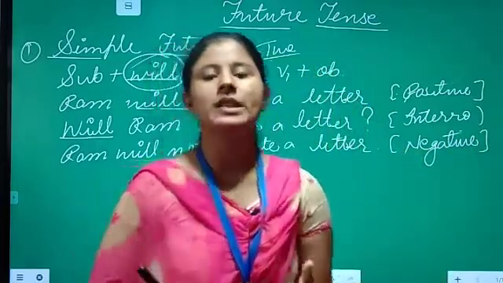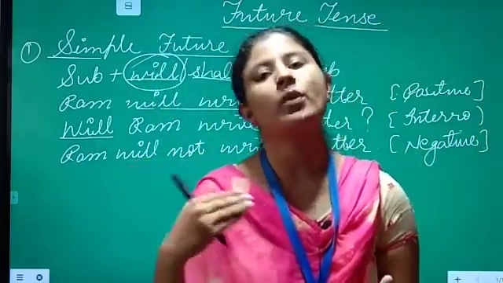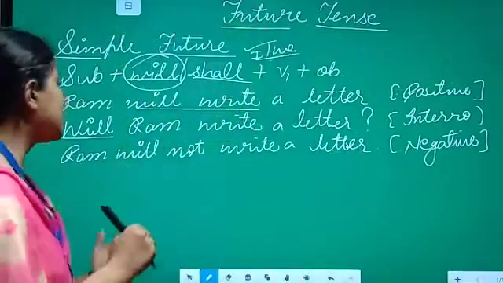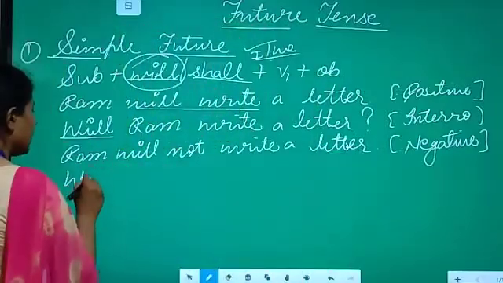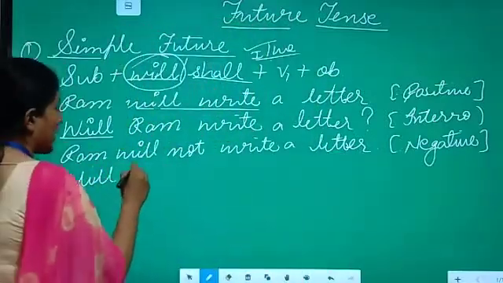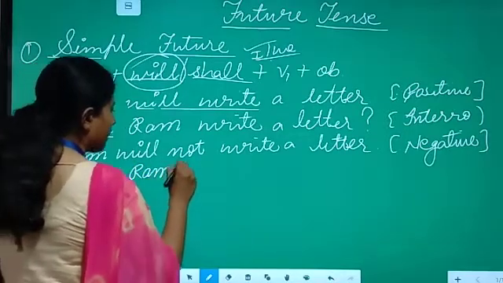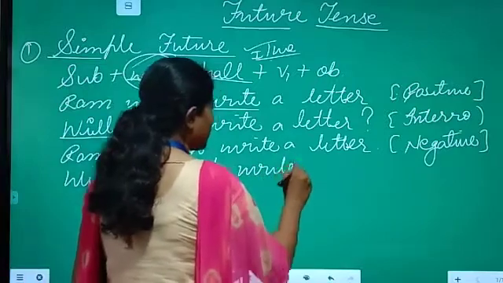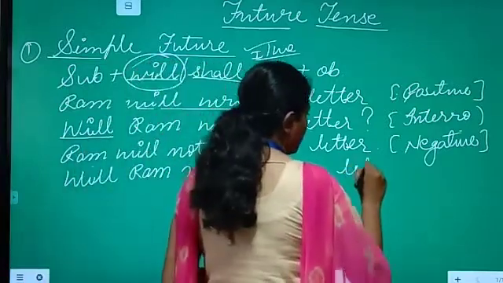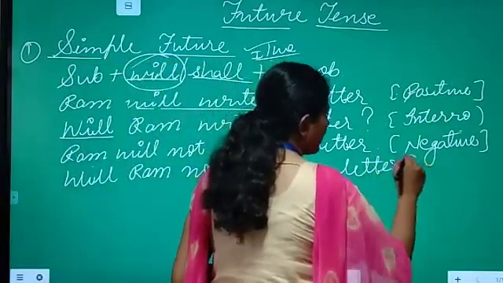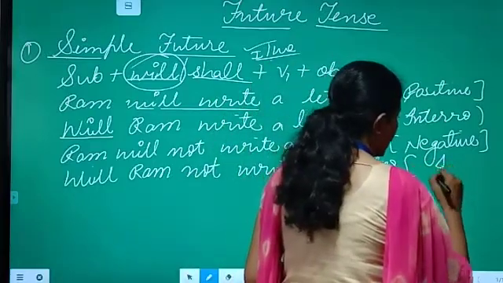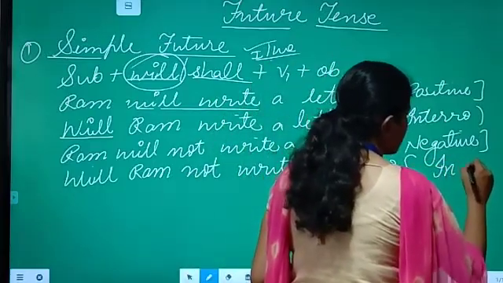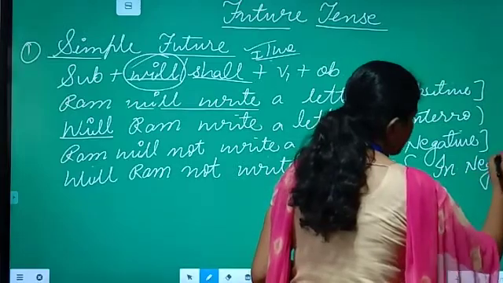Okay, now we will change this sentence into interrogative negative. To change it into interrogative negative, we first need the helping verb and then a subject, not, write a letter. And now this sentence is interrogative negative.